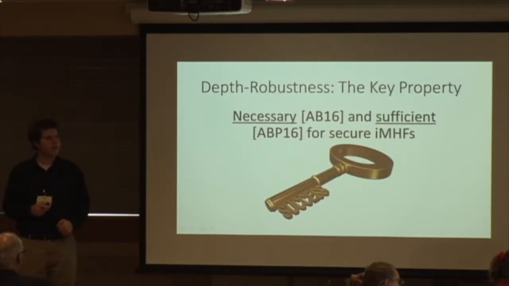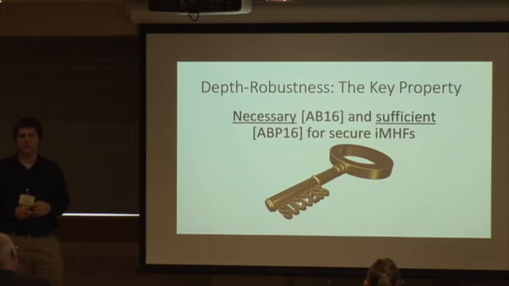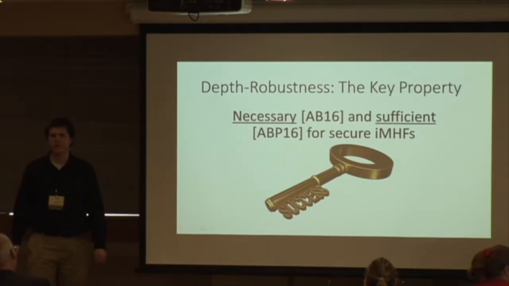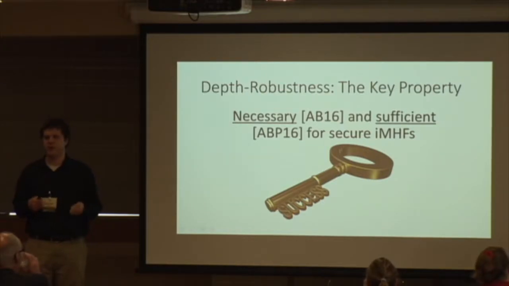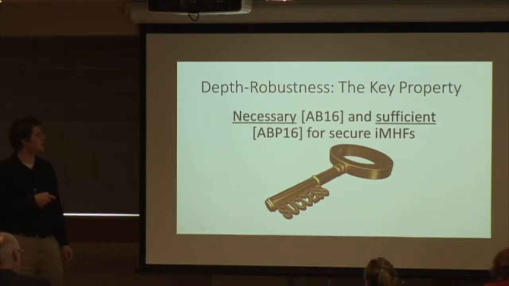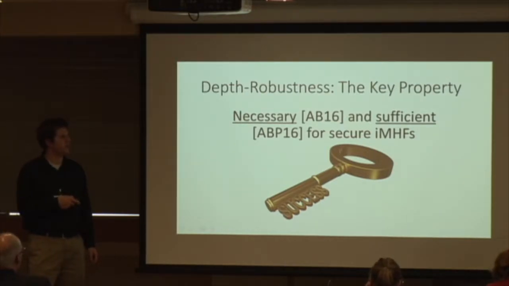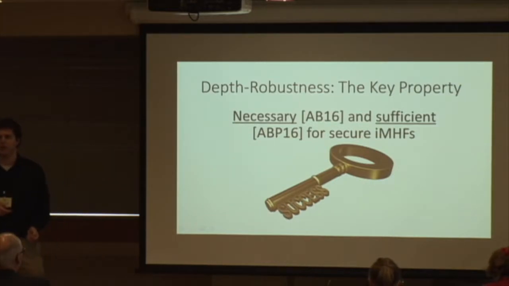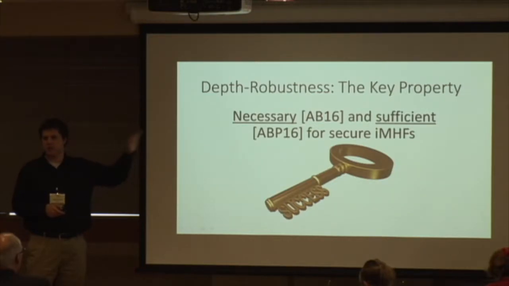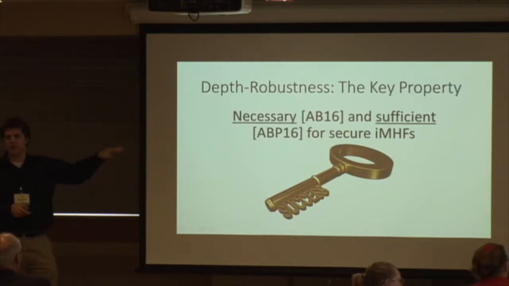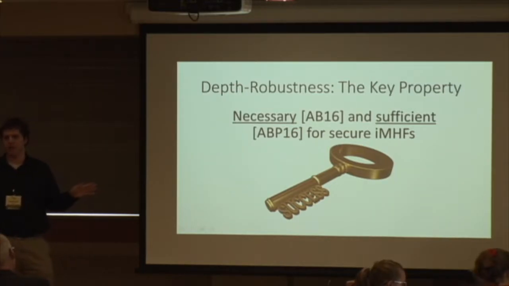All right, and what we can show is that there's a combinatorial property on graphs called depth robustness that fully characterizes secure memory hard functions. In particular, depth robustness is necessary and sufficient for a secure memory hard function. What this means is that if your graph is not depth robust, there exists an attack on your memory hard function. And if your graph is depth robust, then we can rule out the possibility of any attack.